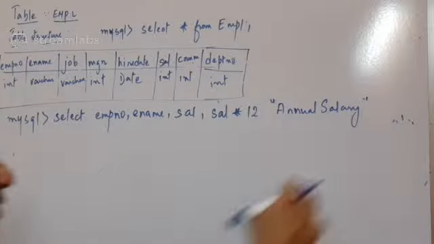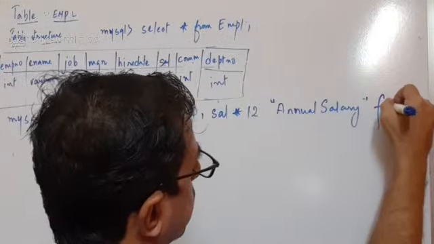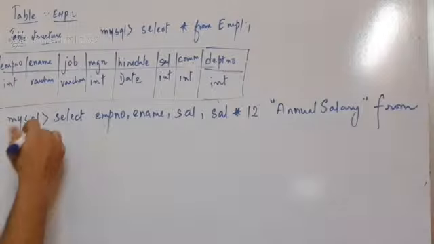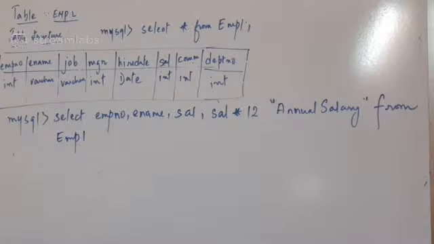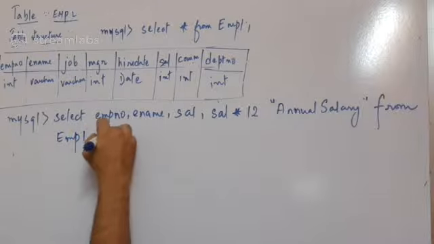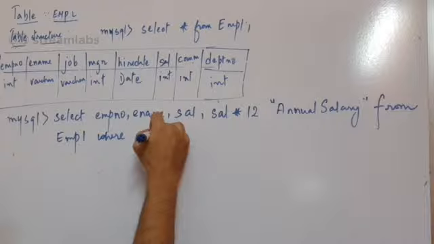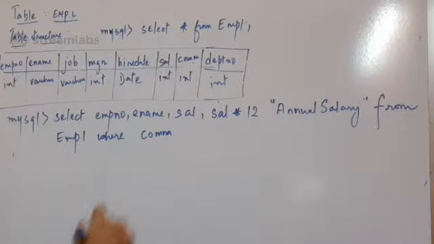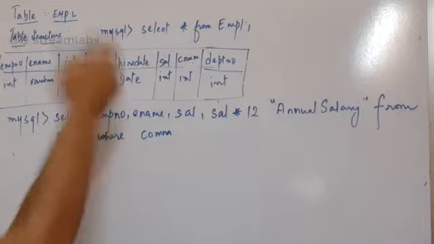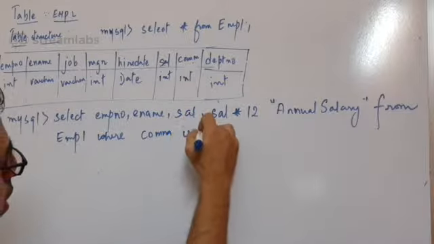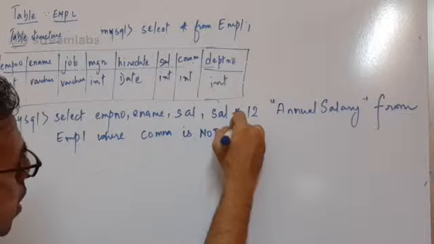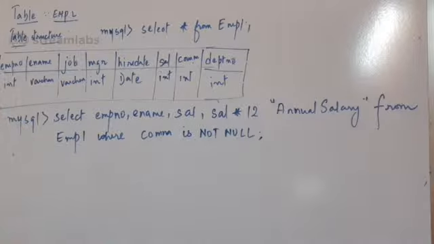And then after that you use from, and the table name is your EMPL, and the condition is where the commission is not null. So you'll have to write down here where commission, which is COMM, as it is mentioned in the table structure, is not null. So this will be the entire query.